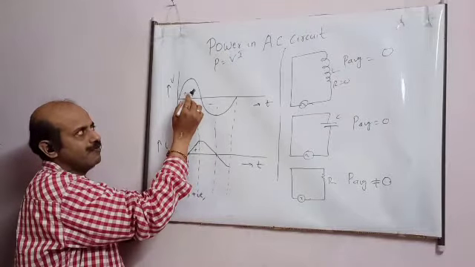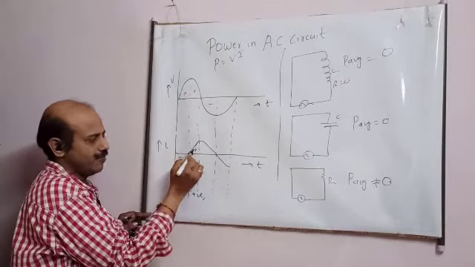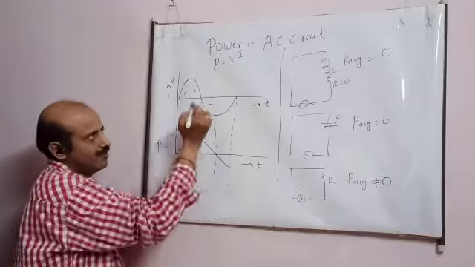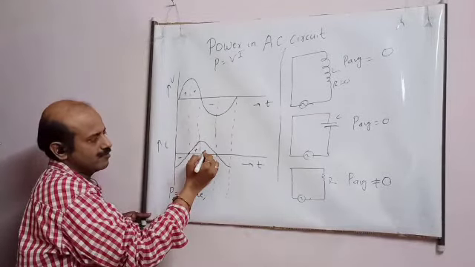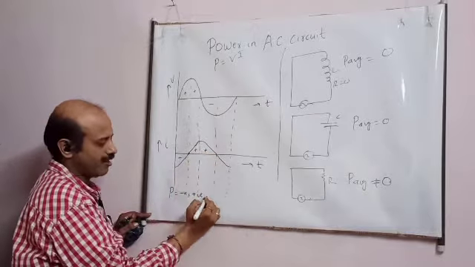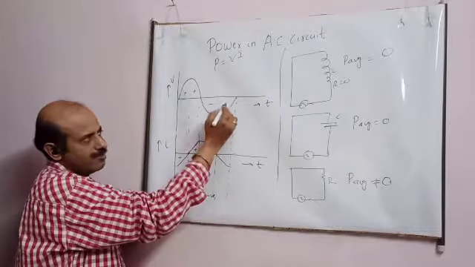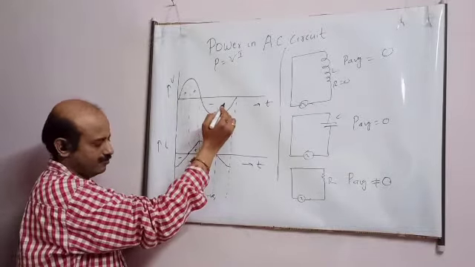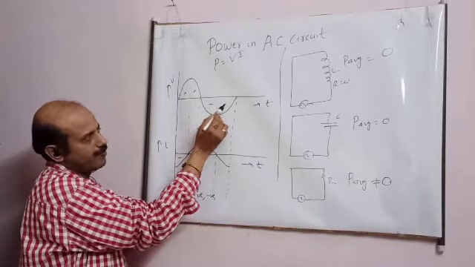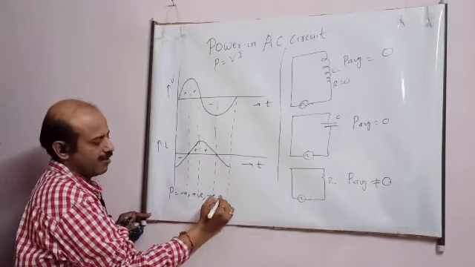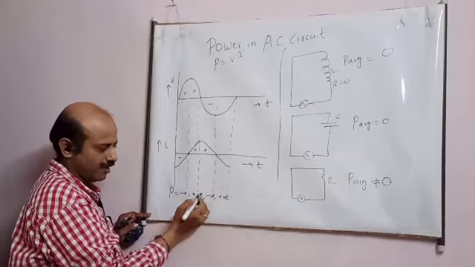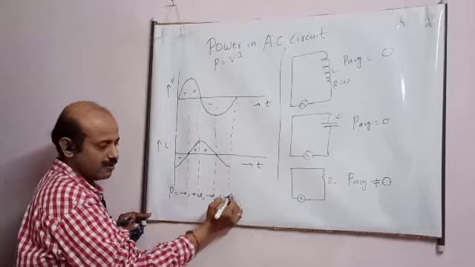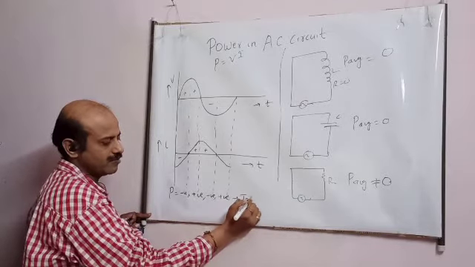V positive, I positive. So power is positive. Here V is negative, current is positive. So VI product is negative. Again you see this part. V negative, I negative, power positive. So see, power is alternating: positive, negative, positive, negative. This total power comes out to be 0.